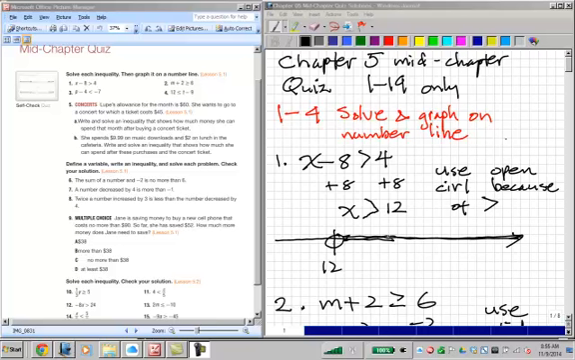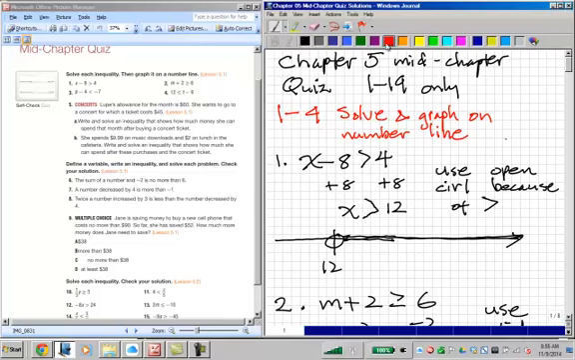X goes up to 12, 12.01, 12.001, 12.00001, etc., but it never reaches 12. And then it goes infinitely to the right. Okay, so here, let me use a red line here. So here's the graph going to the right, and an open circle at 12.